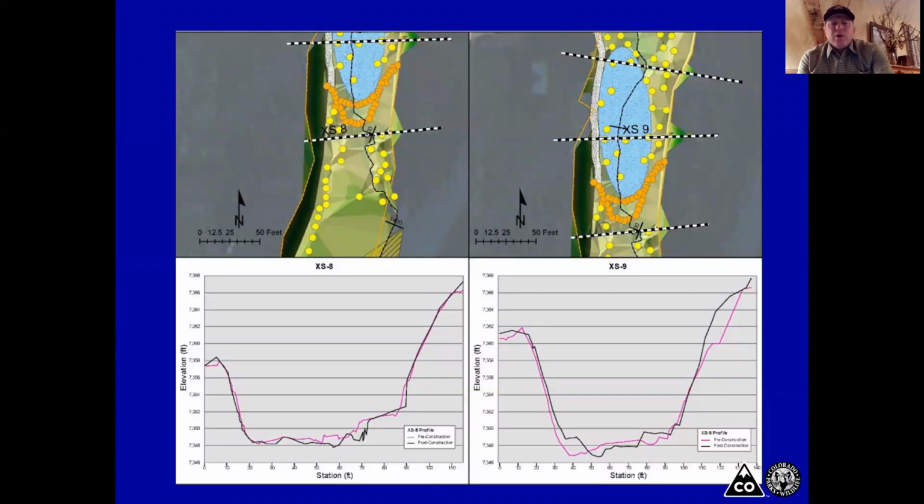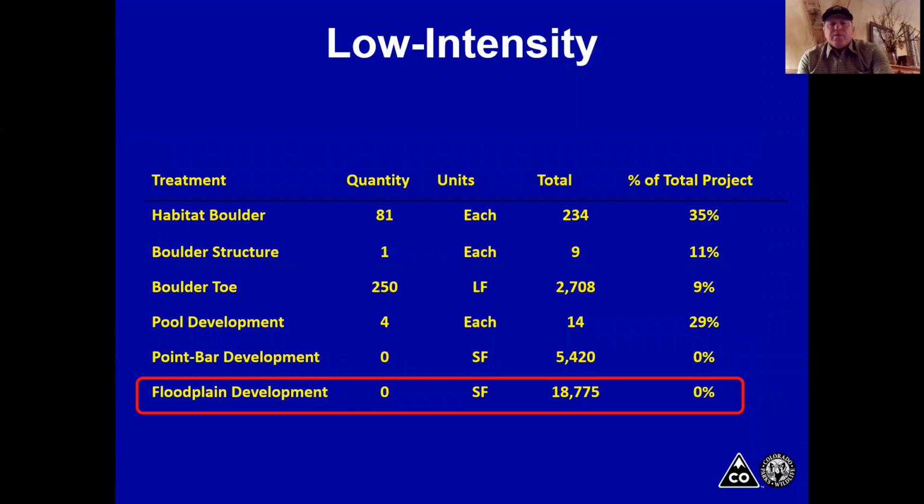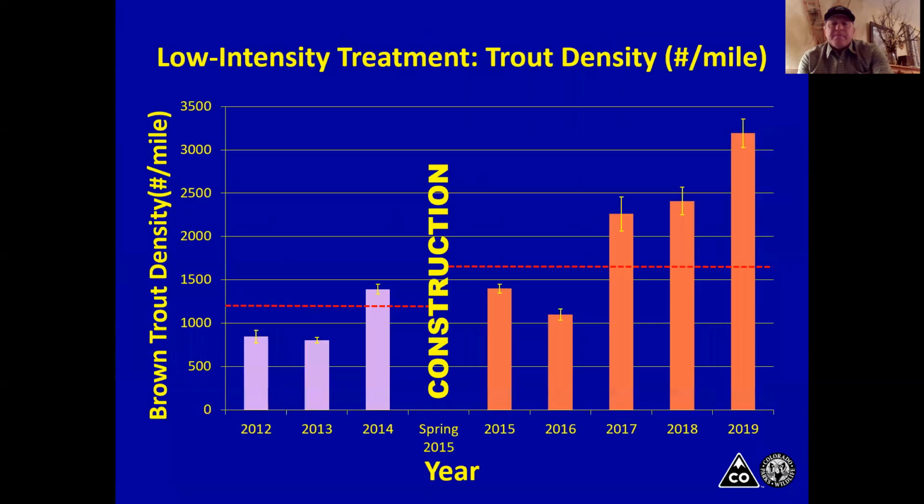This is a cross section showing before and after what the stream channel was like. The pre-construction survey is the pink line, the black is the post-construction or after restoration. It's just showing that we didn't do anything to change the cross-section itself. So no effort was placed to build a floodplain or anything, just putting in structures. So in terms of the summary of what we did for development of this low intensity reach, the big thing I'm pointing out is that no effort was made to build a floodplain.